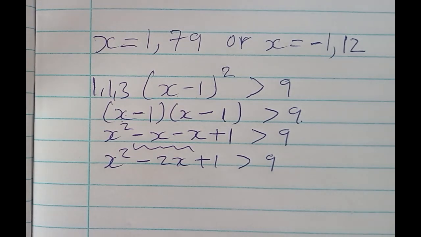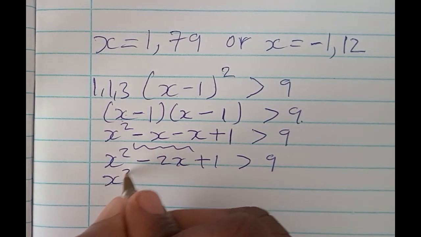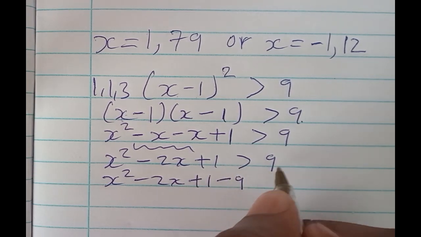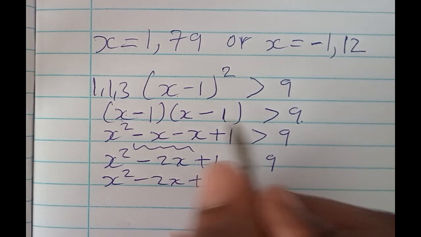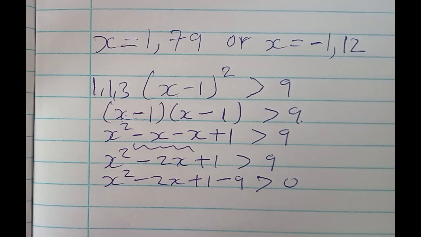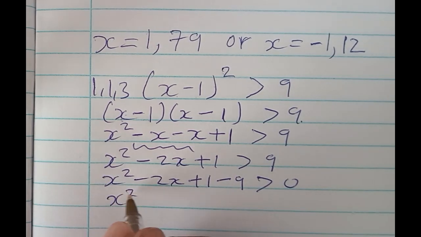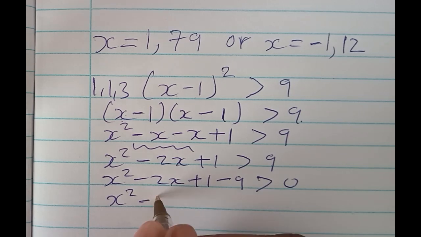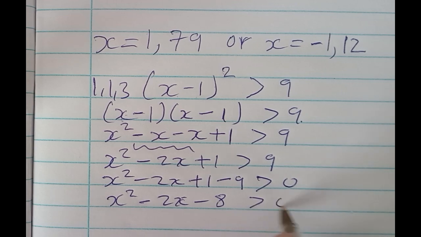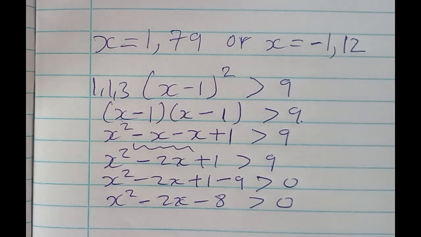Now I'll have to take 9 to the opposite side. So it will be x squared minus 2x plus 1 minus 9, because here it is positive, so when you jump to the opposite side it will change the sign. So here we'll have x squared minus 2x, 1 minus 9 is -8, greater than or equal to 0. Now I have to factorize this one. Now it's a trinomial, you see. Now I will look for the factors.